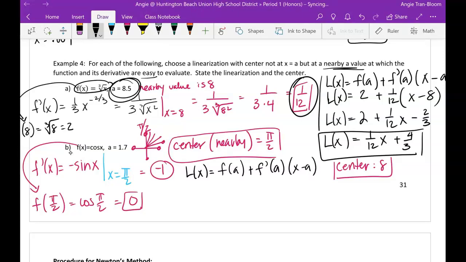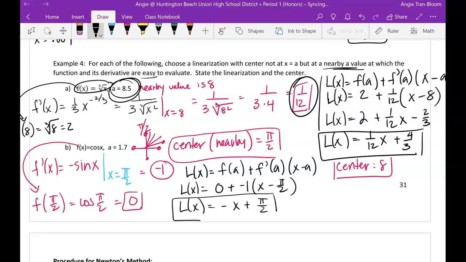This is my function. Okay. So L of x equals f of a, which is 0, plus f prime of a, which was negative 1, times x minus, sorry, my nearby point was pi over 2. Let's distribute. This is going to give me a negative x and a positive pi over 2. So this is as far as I can go in terms of my linear approximation function.